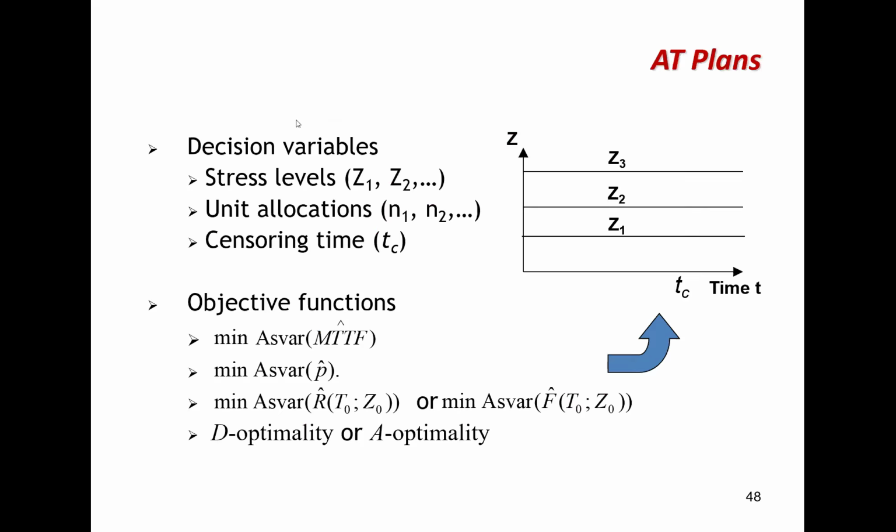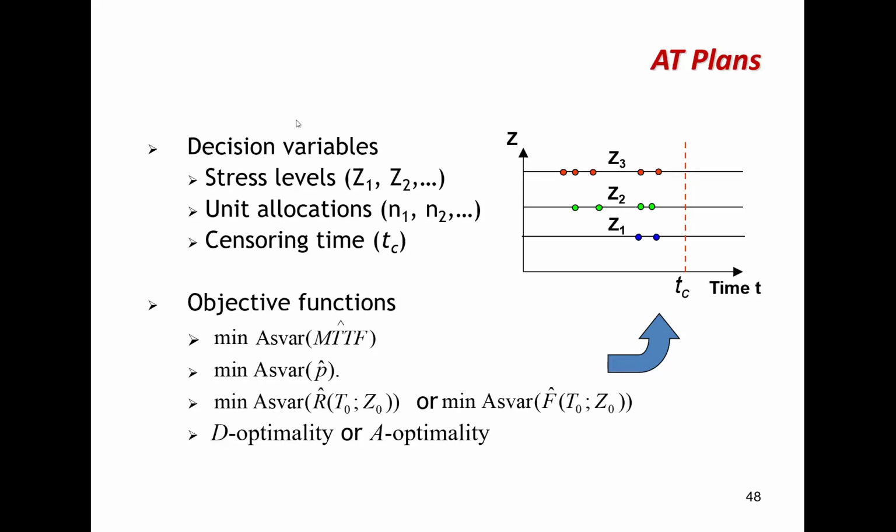Now let me switch gears to talk about something more theoretical. It's about equivalent accelerated testing plans. Let me give you a very quick overview. When planning accelerated testing, we need to consider several different variables. For instance, stress levels Z1, Z2, Z3, and then we allocate test units to those stress levels. Then we talk about censoring time, so when to stop testing. After the censoring time comes, some units, even though they're still working, we remove from the test. So we have some failure time data and also censoring time.